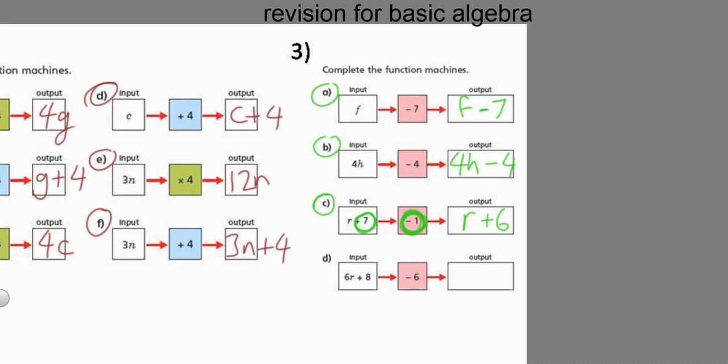So that's why 7 take away 1, we just leave it as 6. Right, next one here. That minus 6 affects the 8 only. It doesn't affect the letters. So we have 8 take away 6 is 2. And when I say 2, I mean positive 2. And then don't forget that 6R, leave it there.